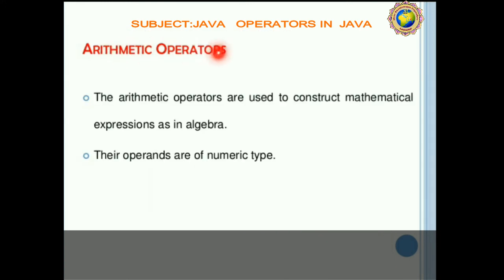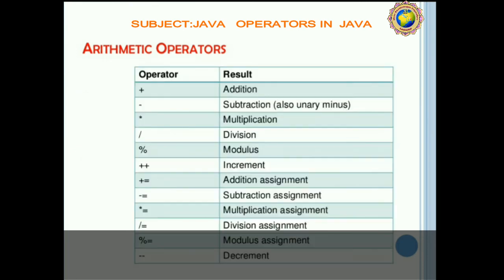Next, arithmetic operator. Arithmetic operators are used to construct mathematical expressions as in algebra. So their operands must be of numerical type. Okay. The types of arithmetic operators are: plus, minus, multiplication, division, modulo, increment, addition assignment, subtraction assignment, multiplication assignment, division assignment, modulo assignment, and decrement.